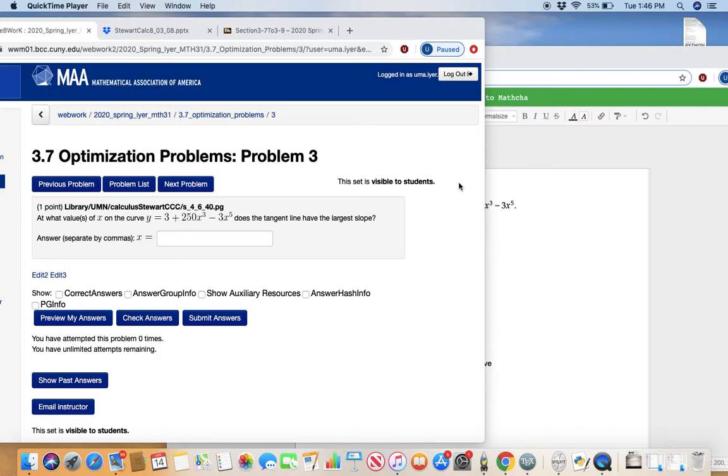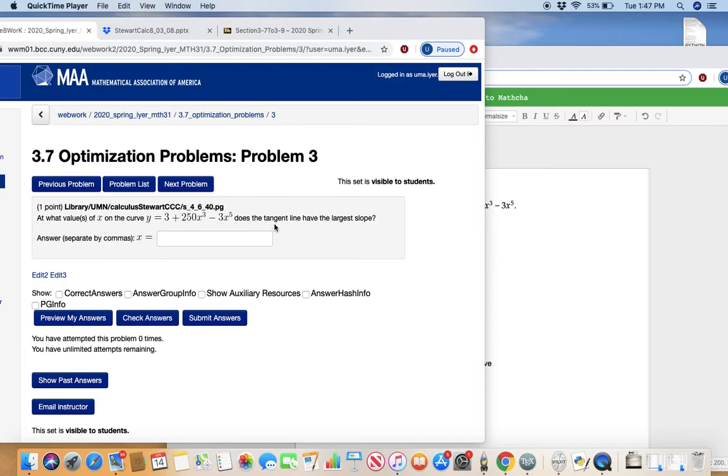This is problem 3, section 3.7. At what values of x on the curve does the tangent line have the largest slope? If there are more values of x, separate them by commas. So the curve is given by y equals 3 plus 250x cubed minus 3x to the power 5.